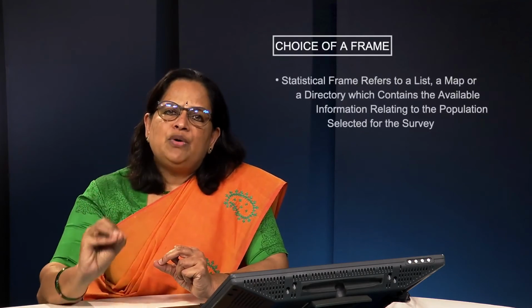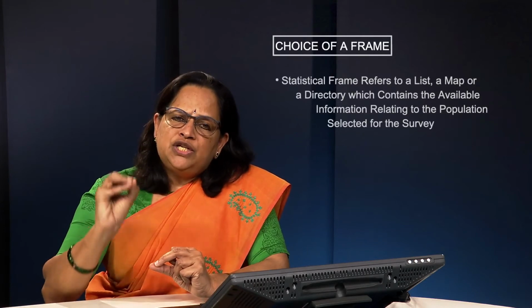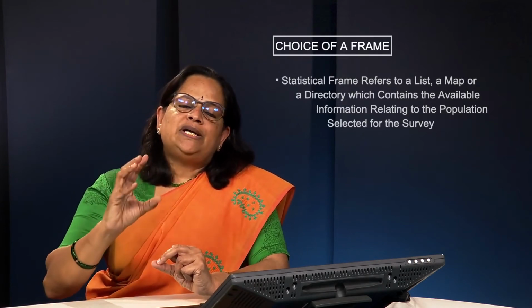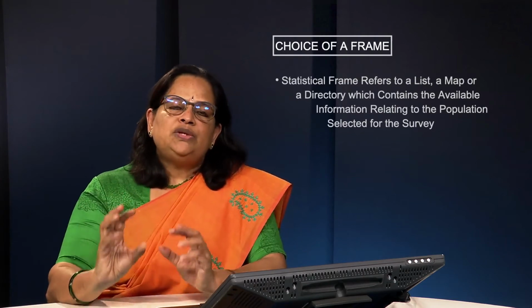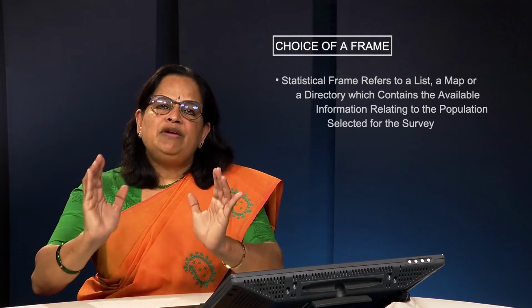Now the choice of a frame. You have to remember that a statistical frame refers to a list, a map, or a directory which contains the available information relating to the population selected for the survey. For example, I want to conduct a survey about Bangalore. That means I should know that there should be a map for Bangalore. So that will be my frame.